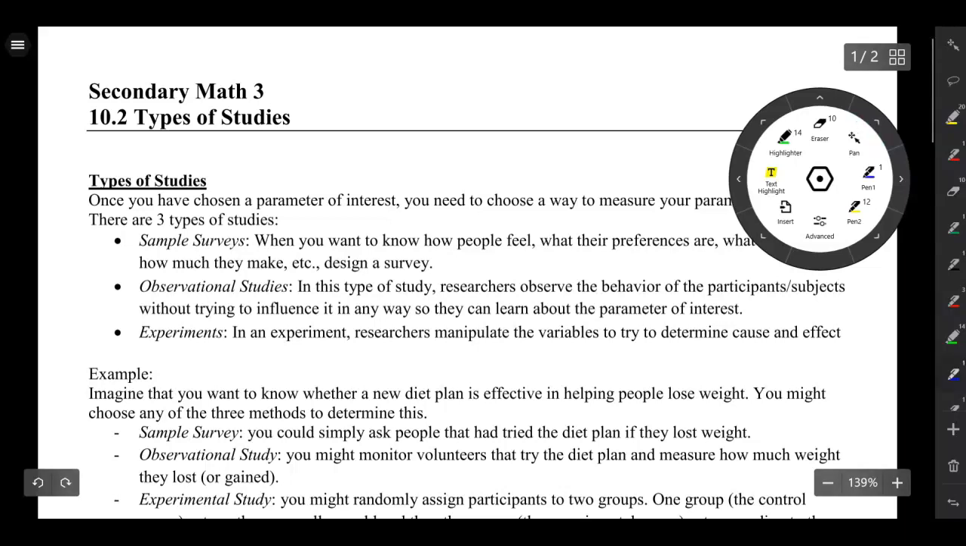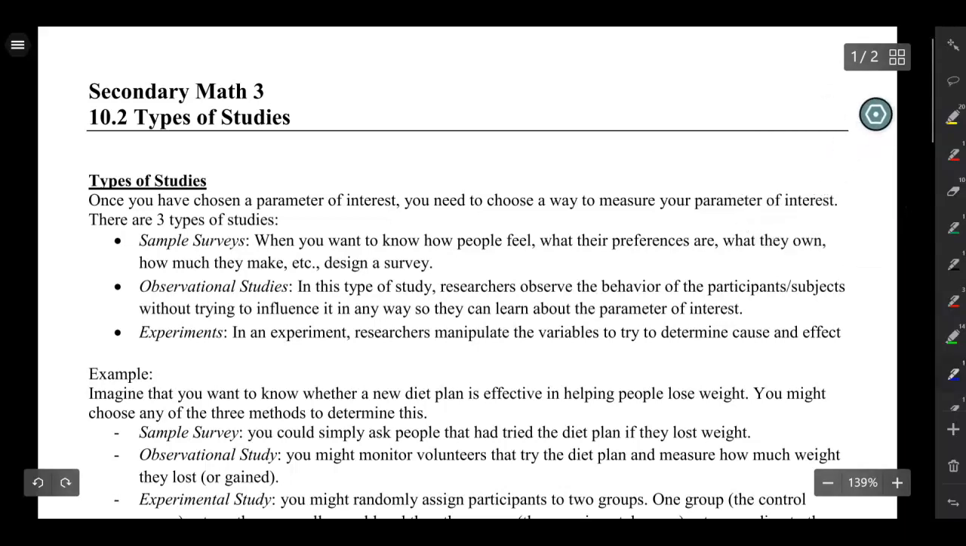In this video, we'll be talking about different types of statistical studies. So once you've decided that you have a statistical question and that you have a parameter of interest, you need to choose a way to measure your parameter of interest. And there are three different types of studies that you can do to answer your statistical question and to measure your parameter of interest. The first one is a sample survey.